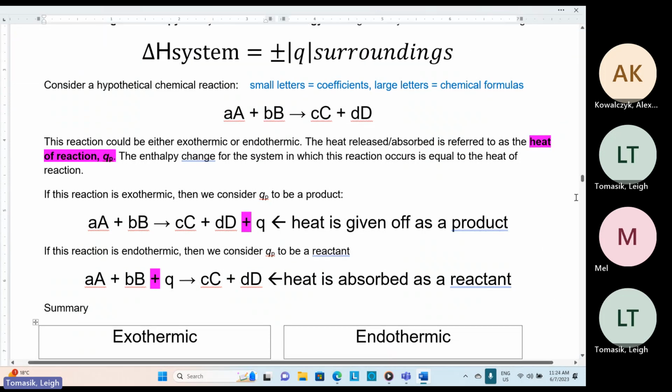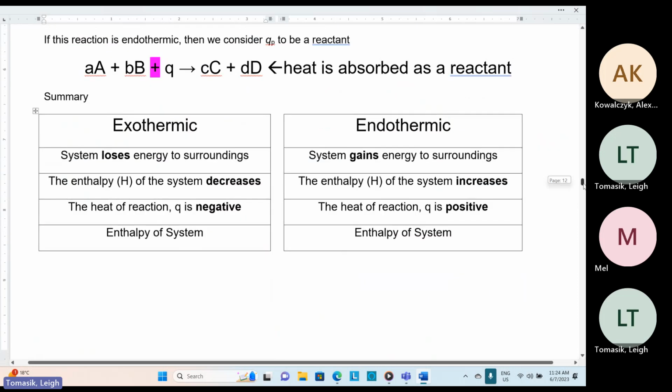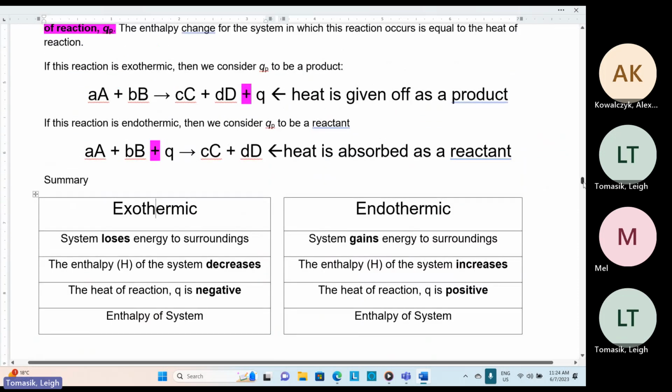So down here, I have a summary of differences between exothermic and endothermic reactions. Remember, in exothermic reactions, the system loses heat to its surroundings. The enthalpy of the system will decrease, right? Because energy is going out of the chemicals that we're studying and into whatever's surrounding them. The heat of reaction, Q, is negative.